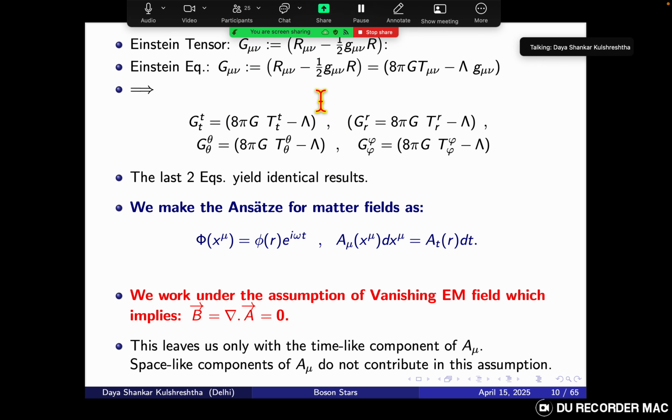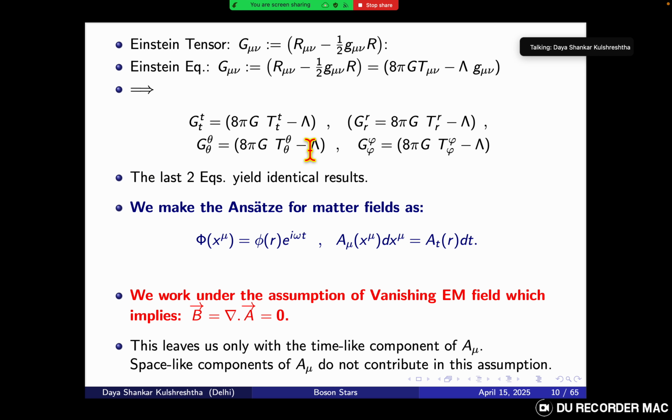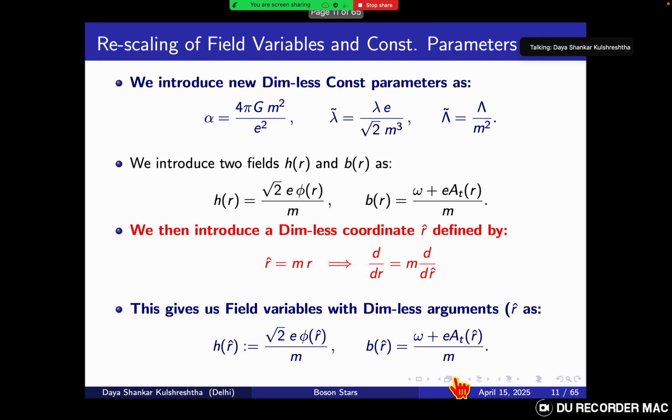So the Einstein equation, this is the Einstein tensor and this is the Einstein equation, in the component form can be written like this. T, r, theta theta, phi phi. The last two equations yield identical results. An important ansatz that we make for the matter fields is phi expressed in terms of this, and A mu dx mu is A_t(r) dt. So we work under the assumption of vanishing electromagnetic field, which implies divergence of A equals 0. This leaves us only with the time-like component of A mu. Space-like components of A mu do not contribute in this assumption.